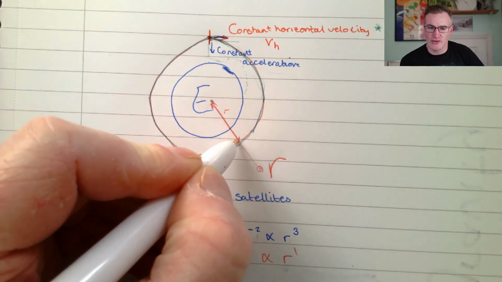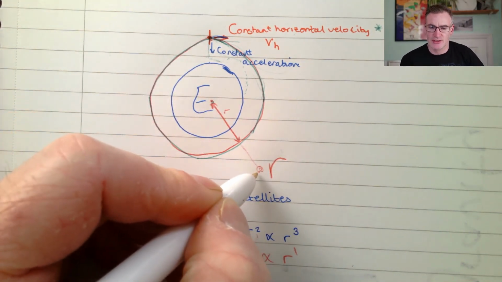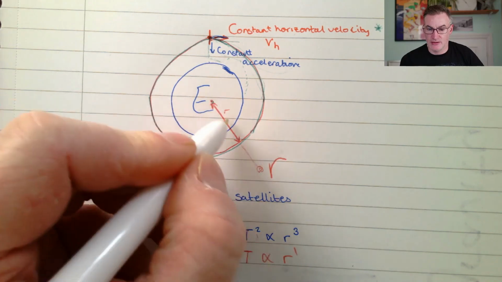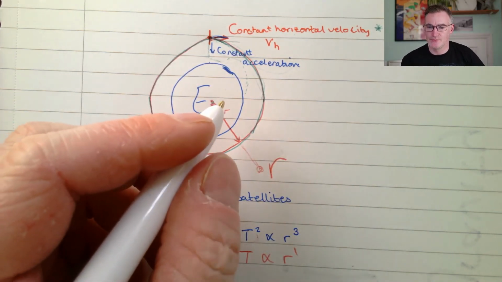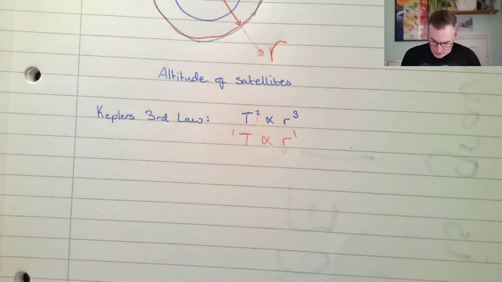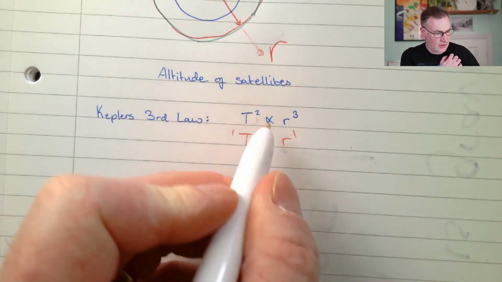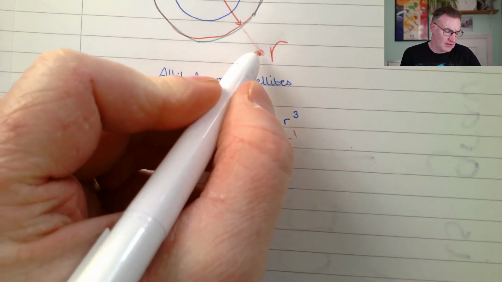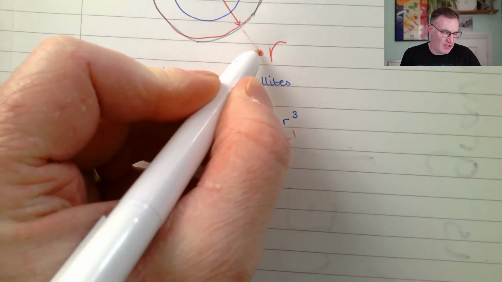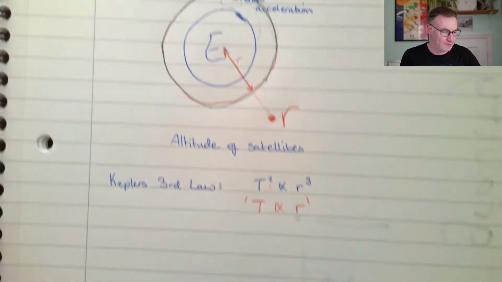So if you increase the altitude, the height, it takes longer to go round. How do you do that? How do you increase the radius?